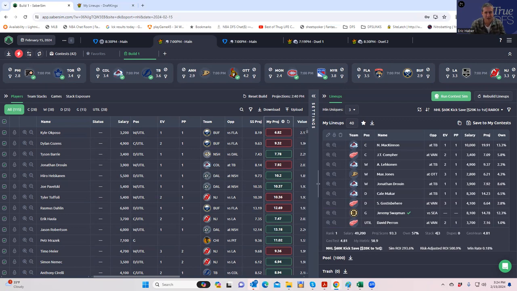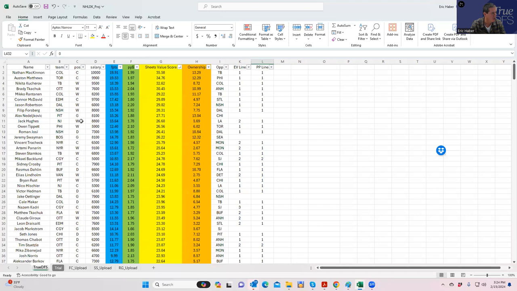So let's then go to our sheets here and see what we would expect. We're looking at our sheets to see what teams' players are showing up near the top of this. And we're looking at Colorado, they're really expensive. Nashville.